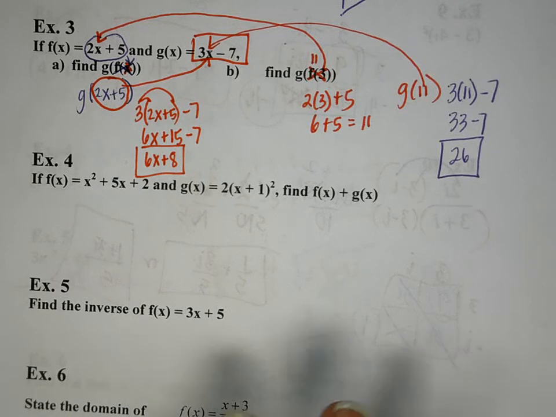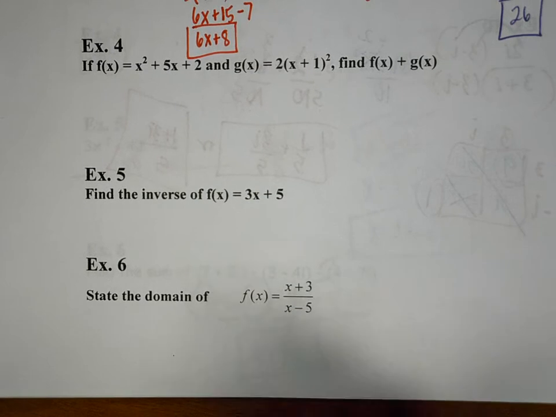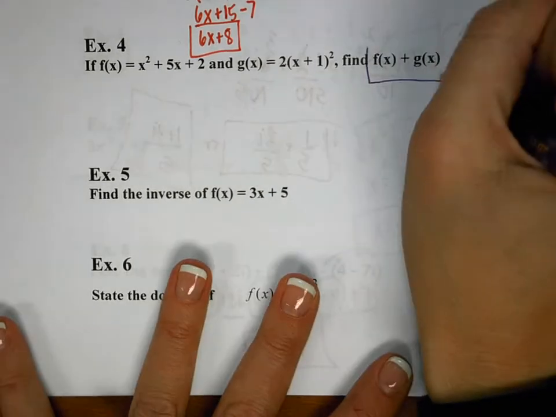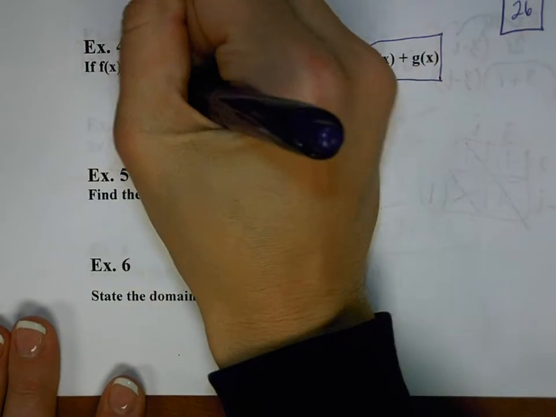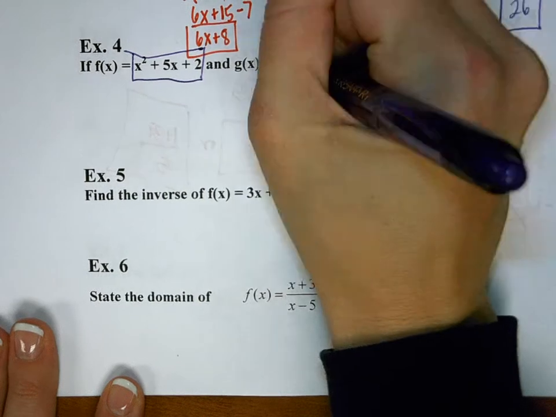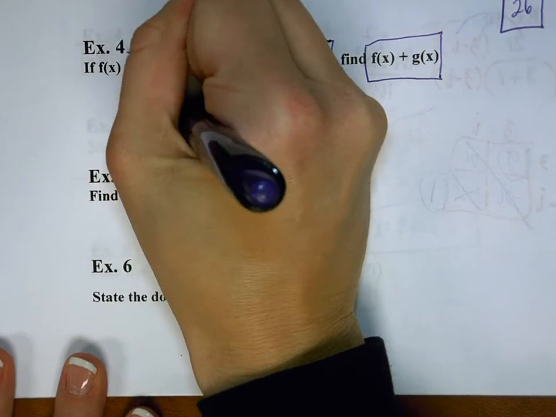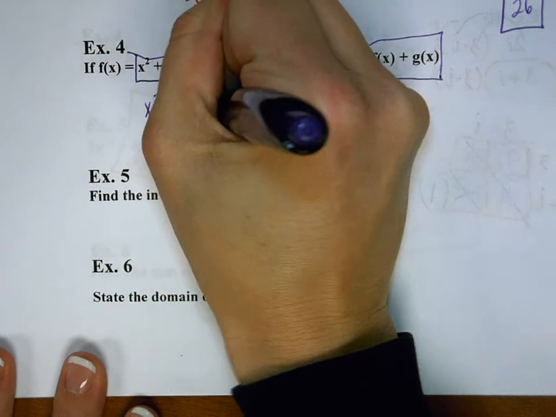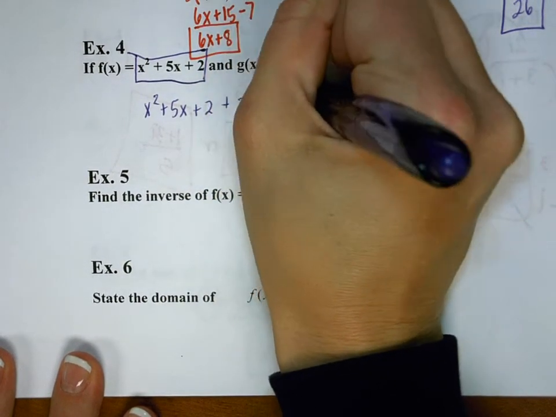All right. Example 4. So you have more f of x and g of x equations, and this one just says find f of x plus g of x. So all we're doing is adding our f of x part plus our g of x part together. So if we write that out, that's x squared plus 5x plus 2 plus 2 times x plus 1 squared.